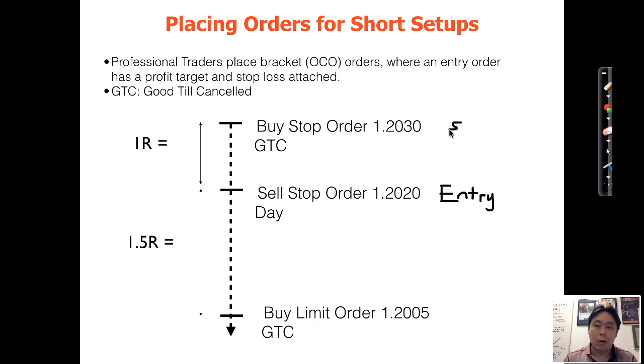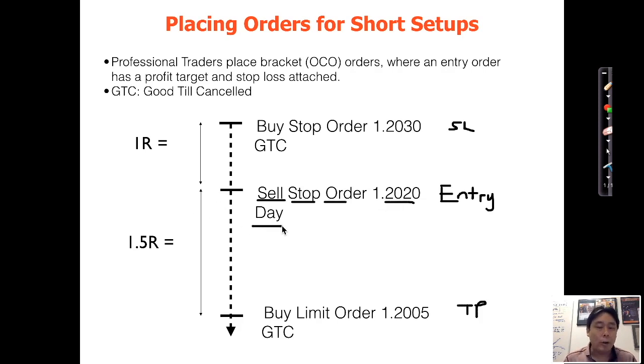This is my stop loss and my profit target. So I'm going short. I want the price to go down towards my profit target. If it goes up, I have to cut my loss. So once again, my entry will be a sell stop order at 2020, for example.